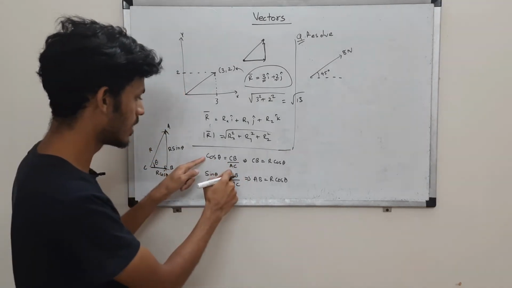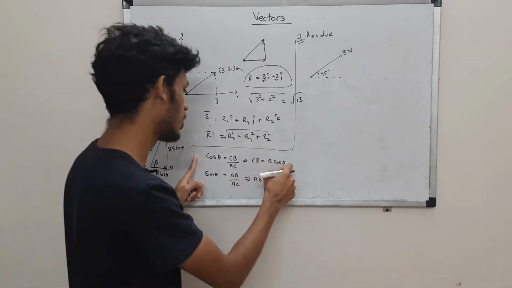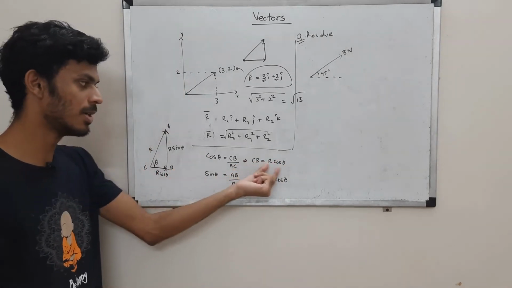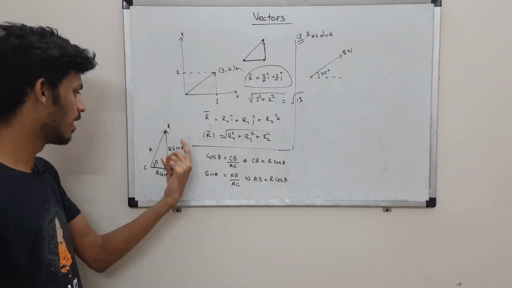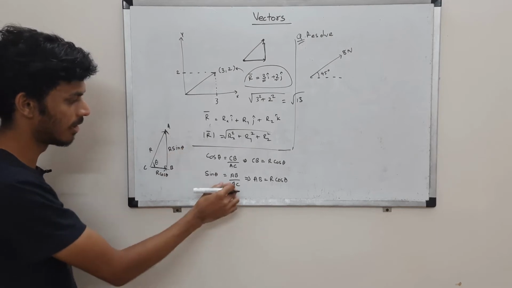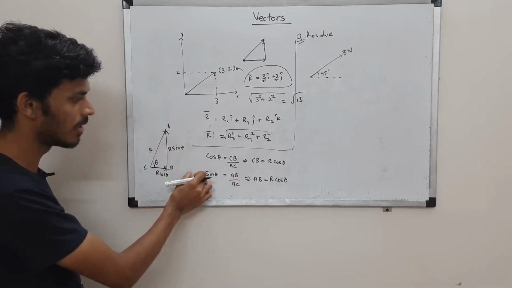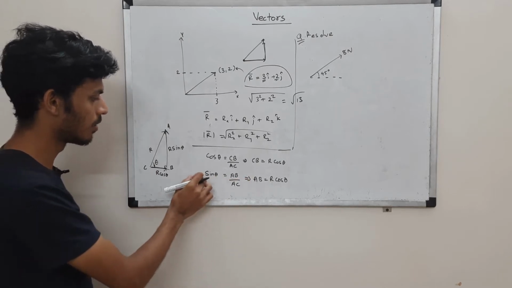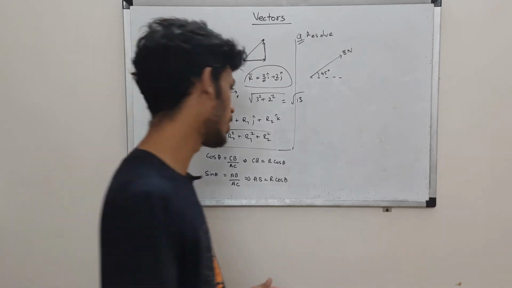Let's take it to the other side. If we take it to the other side, it will be AC cos theta. AC is R, right? So R cos theta. So CB is nothing but R cos theta. Similarly, you can prove that AB is nothing but R sin theta. It will be AB by AC equals sin theta, and you take AC to the other side. So AC sin theta is AB. AC is R, so R sin theta is AB. This is how we are going to resolve it.